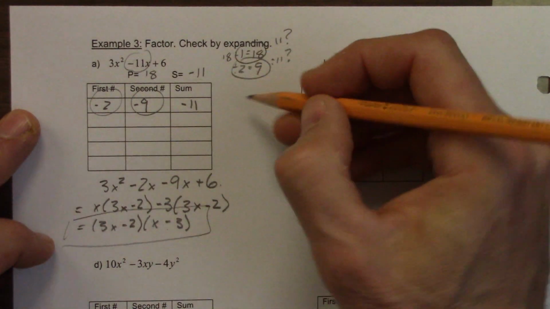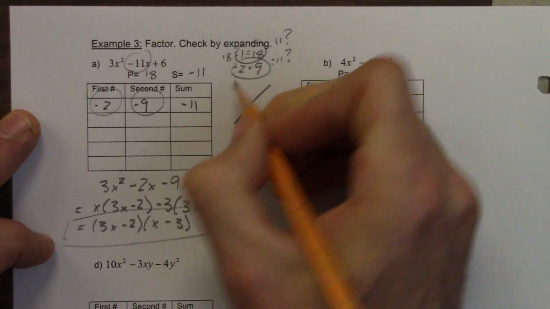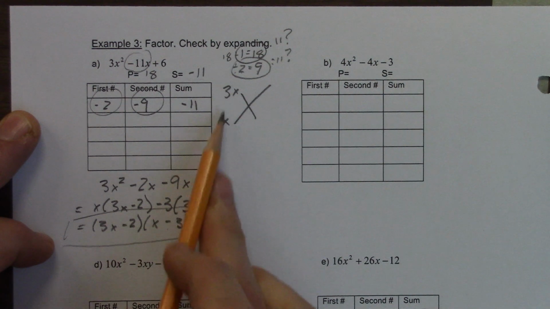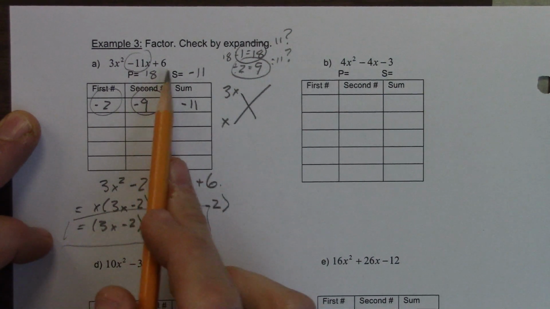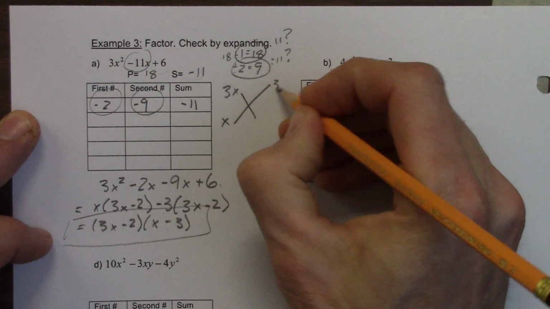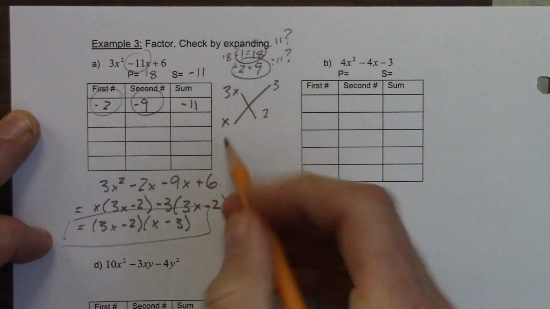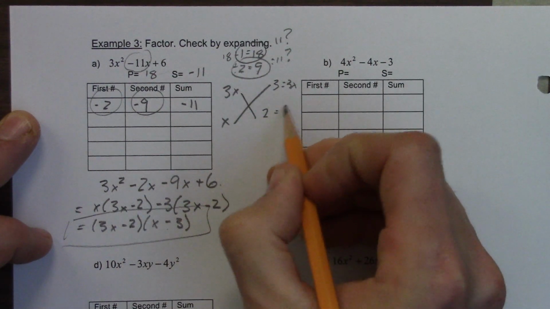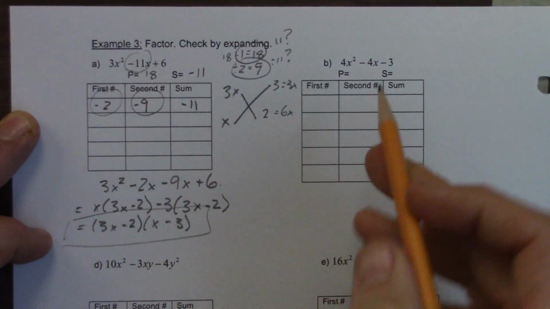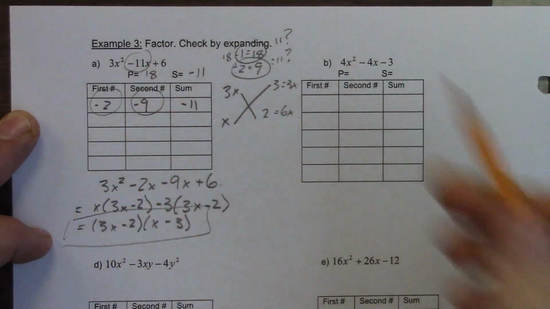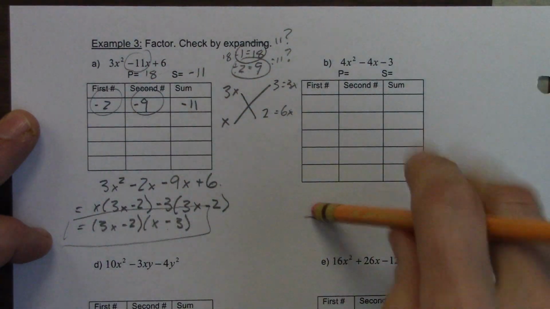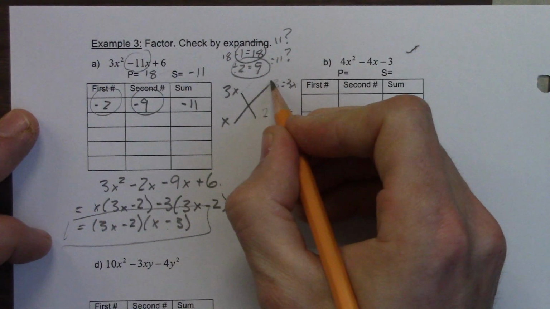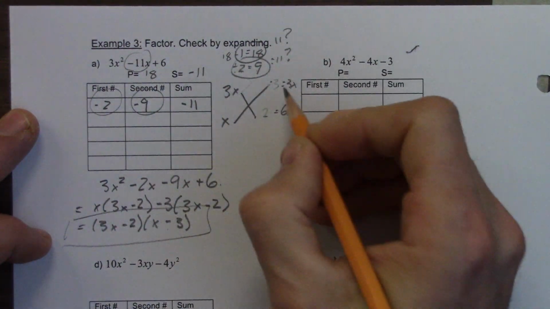Okay, now if we wanted to do the crisscross method for this, we know 3x has to be on top. Actually it doesn't matter, but we'll put 3x on top and then x. And then to get 6, we'll try 3 and 2. So now if I multiply this out, I'm going to get 3x and I'm going to get 6x. So 3x and 6x, I cannot make negative 11. Okay, so I'll try and switch these. Actually, that's not going to help.